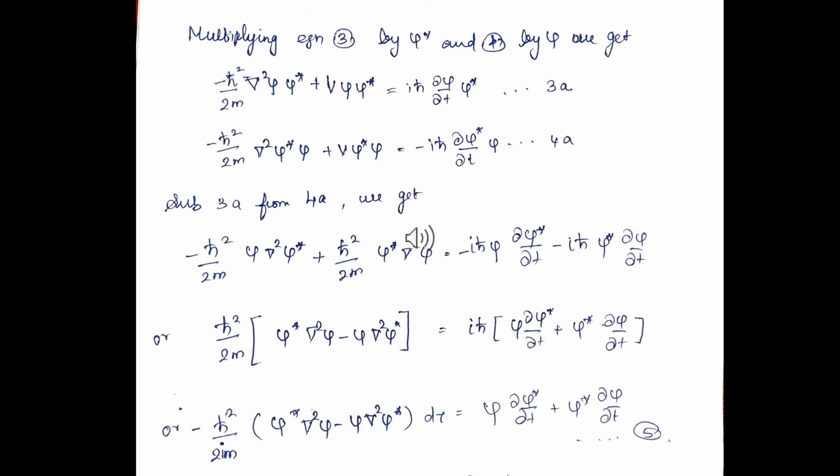which is equal to minus h cross square by 2im. This i came from the right hand side, and when it is in the denominator, it becomes minus. So minus h cross square by 2im into psi star del square psi minus psi del square psi star, d tau, is equal to psi dou psi star by dou t plus psi star dou psi by dou t. Let it be equation number 5.